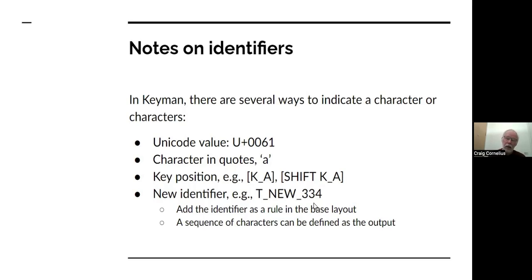And there's this rather fun thing called the new identifiers, which lets us actually add things that can be any set of characters. I'll show you how that works in just a moment. What it does is when you ask for a new long press or a new key to be added, it will often give you a new identifier with a unique number at the end of it. This identifier refers to a rule that's in the base layout, in other words, in the desktop layout. And the output of this can be defined as any sequence of characters.